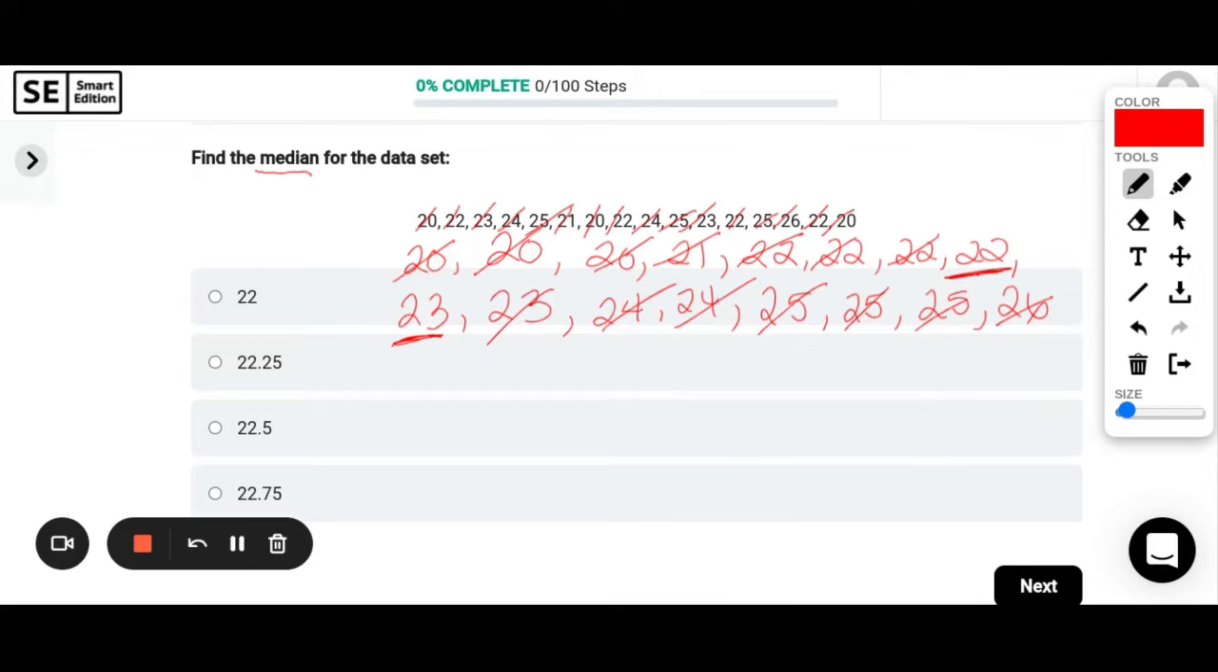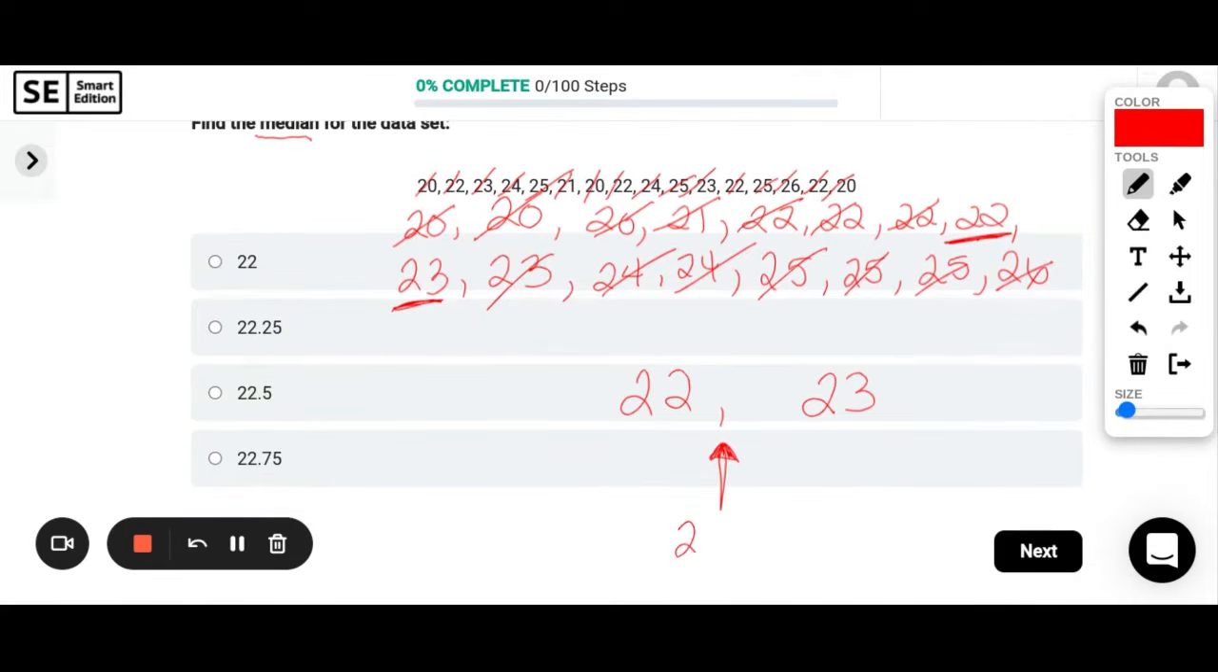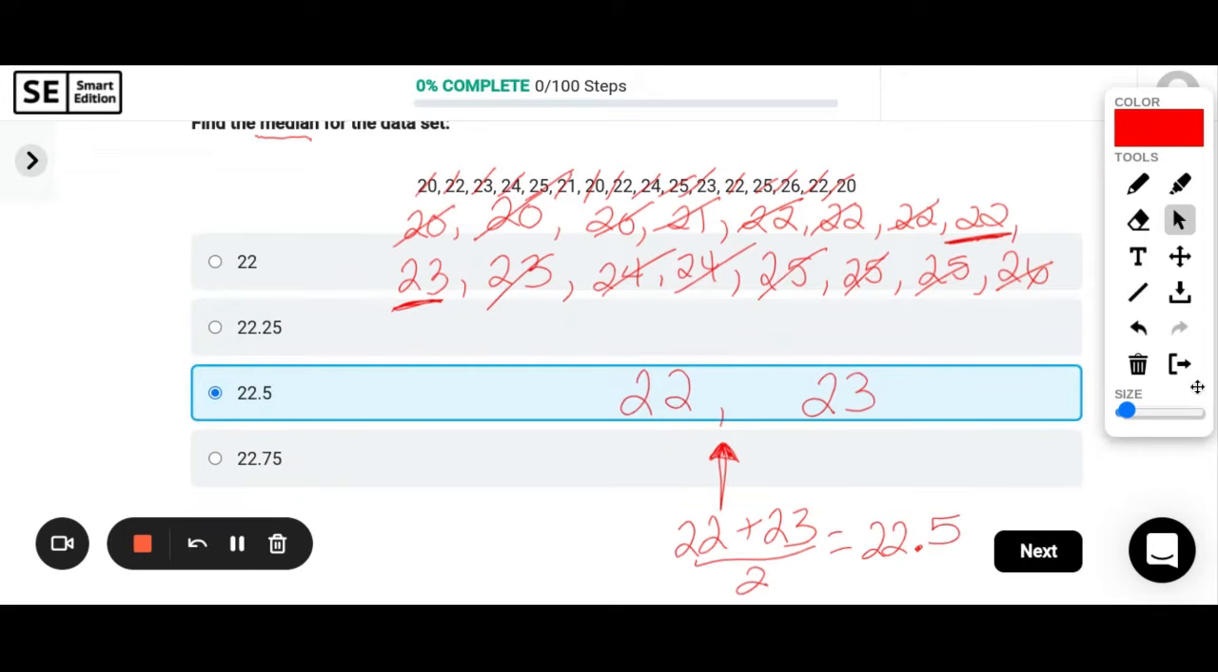So the median is going to be whatever would be right in between. I'll rewrite it here. We need whatever would be right smack dab in the middle of 22 and 23. So we need the average. In order to find that, I'm just going to do 22 plus 23 and divide that by 2 to find the average. Or you might just be able to see that 22 and a half, 22.5, should be right in the middle. Okay, so that's going to be our answer.